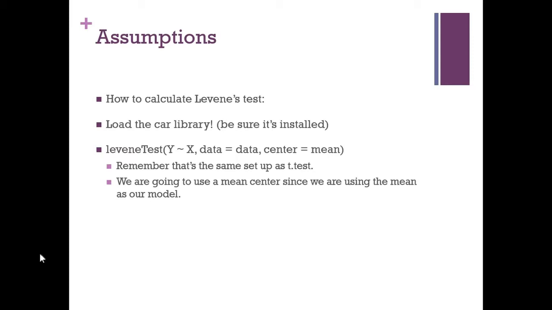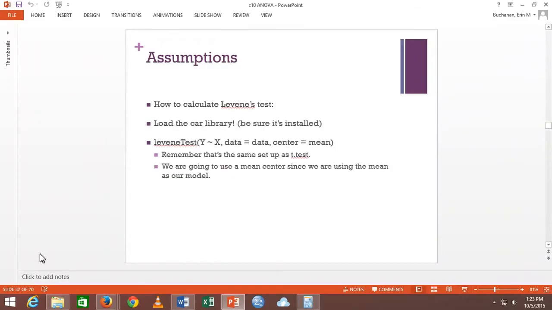This is the chapter 10, 11, whatever chapter we're on, R code that I uploaded. And it's the exact same format, you'll notice, as the t-test. So Y tilde X. We're going to use the data that we have, tell it what data set it is. And the only thing that's different is center equals mean. We're using the mean as our model, so we want to center based on those means. You could also do median. So this will modify Levene's test for a different type of model if you were doing medians. We're going to do mean because that's what we're doing.